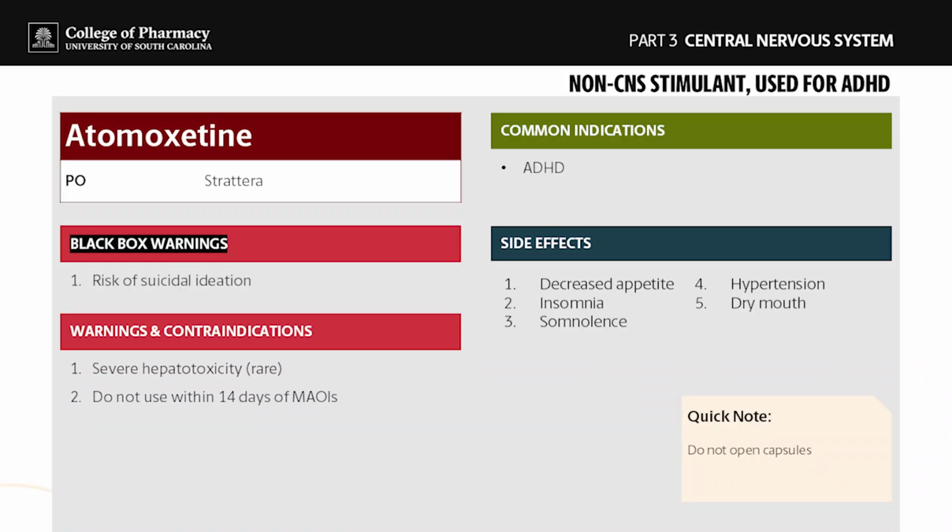So we have a drug, the generic name is Atomoxetine, and the brand name is Strattera. The indication is for ADHD. It's a non-central nervous system stimulant, and it's used for ADHD. The one black box warning that's very important about this drug particularly is it has a risk of suicide ideation. Some of the side effects would be dry mouth, decreased appetite, insomnia, somnolence, and hypertension.